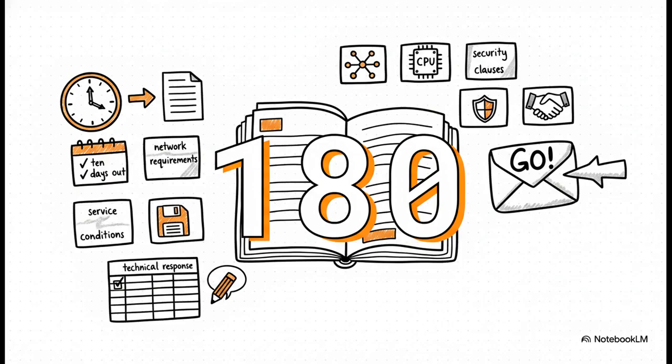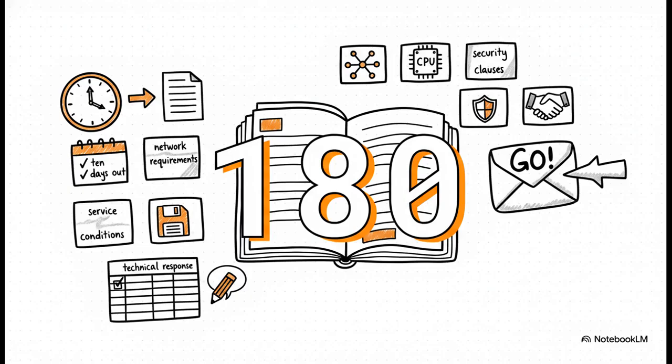Faced with 180 pages, the team makes a super common decision. They divide the document up into silos. One person takes the network requirements. Someone else takes storage. Compute goes to another engineer. Security clauses, software requirements, and service conditions are all handed out. The directive is simple. Read your section, fill in your compliance row, and write your technical response.